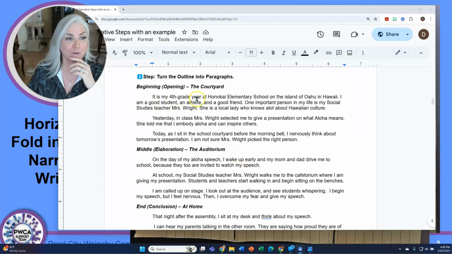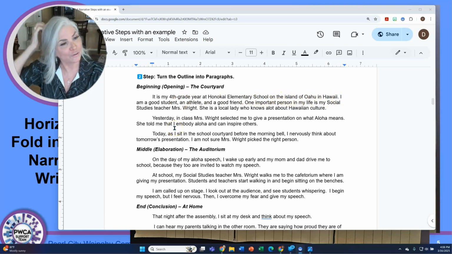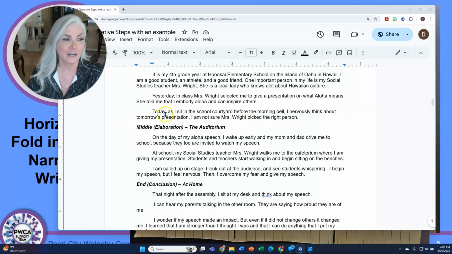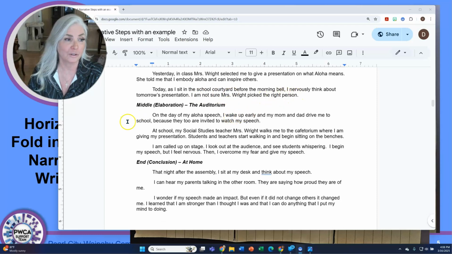So it is my 4th grade year at Hanakai Elementary School on the island of Oahu in Hawaii. I'm a good student, an athlete, and a good friend. One important person in my life is my social studies teacher, Mrs. Wright. She's a local lady who knows a lot about Hawaiian culture. Yesterday in class, Mrs. Wright selected me to give a presentation on what aloha means. She told me that I embody aloha and can inspire others. Today, as I sit in my school courtyard before the morning bell, I nervously think about tomorrow's presentation. I am not sure Mrs. Wright picked the right person.